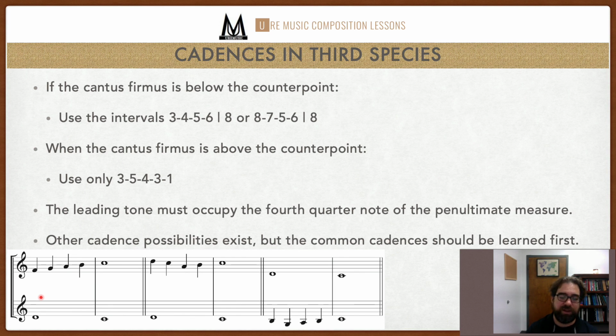It sounds like a 5-1 in inversion. So let's look at our next example. It starts on the D and the D octave. This is your 8, 7, 5, 6 example. If the cantus firmus is above the counterpoint, you only have one option. So here is our 3, 5, 4, 3, 1.